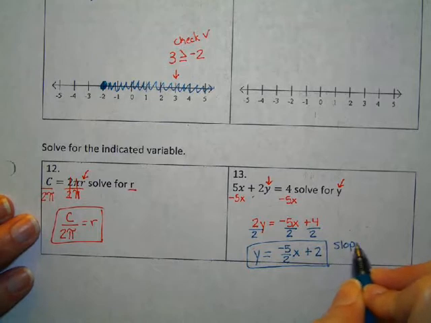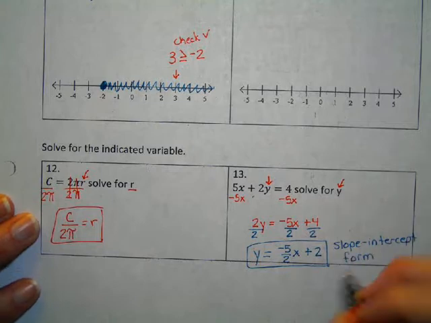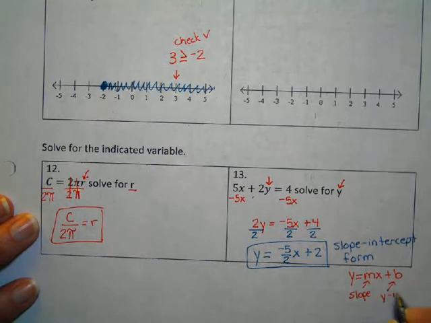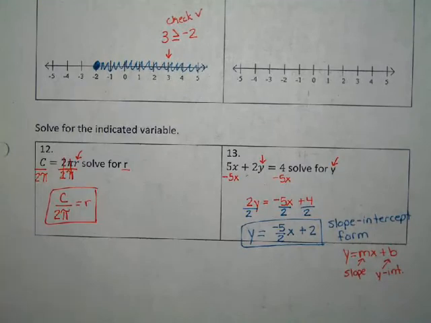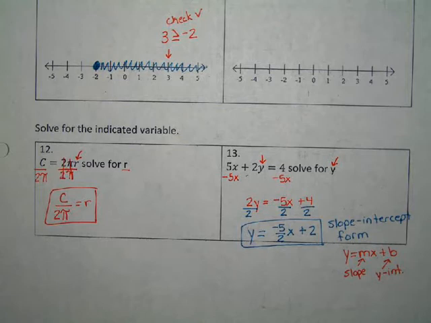So this is called slope-intercept form. Slope-intercept form is y equals mx plus b, where this is your slope, and this is your y-intercept. We're not going to graph those this chapter, but just to get ready for next chapter, getting y by itself is something you're going to need to do, because we have to be able to graph a line.